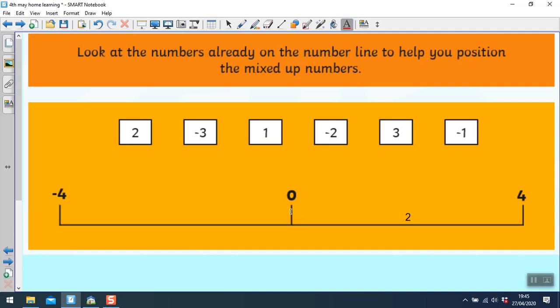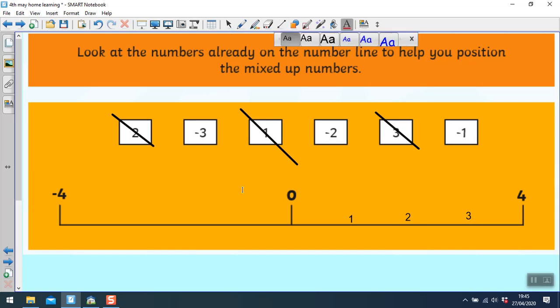1 is halfway between 0 and 2, so I'm going to put the number 1 here. 3 is halfway between 2 and 4, I'm going to put the number 3 here. So far I've used 2, a 1 and a 3. I've got -1, -2 and -3.